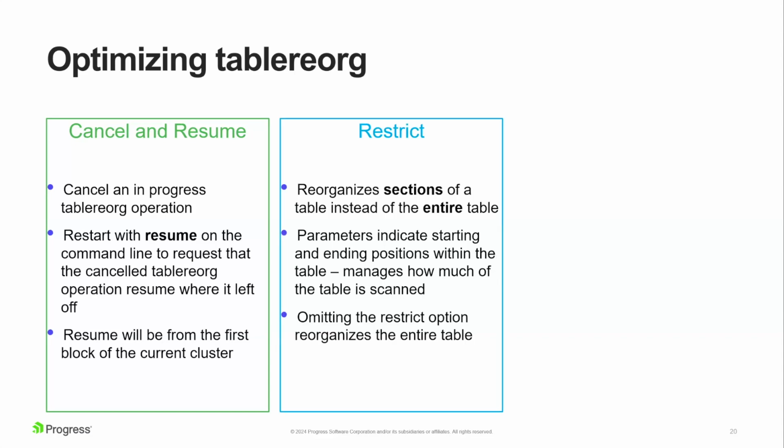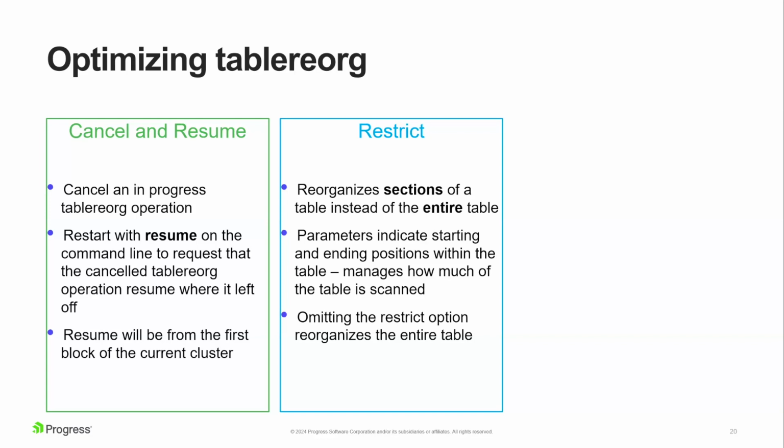The next option is restrict. What that does is it lets you reorganize sections of a table instead of the entire table. So you know in advance that you only want to do a partial amount. And you can use parameters on the command line to indicate the starting and ending positions within the table and manage how much of that table is scanned. If you omit the restrict option, it's going to reorganize the entire table.